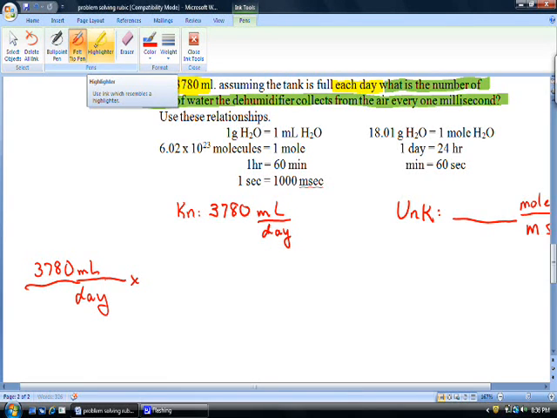Right now you're going to look at these and go, well, how did he know which relationships to use? You're going to just have to play with these relationships until you find a way to make milliliters go away and moles show up. Well, I see here that I could make milliliters go away by putting this relationship in. So I'm going to put in milliliters of water on the bottom. And in that particular case, if I have milliliters on the bottom, I'm going to have to put grams on the top.